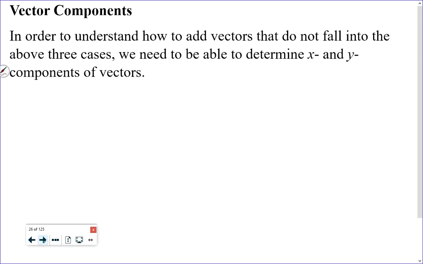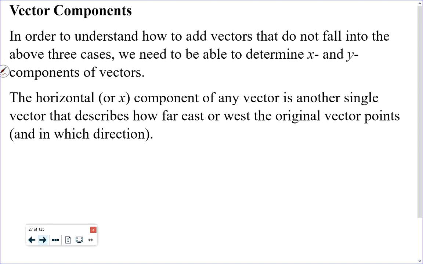Well, it turns out if it doesn't fall into those categories, you can't use any of those strategies. You have to use what are called vector components. So what are vector components? Vector components are going to be broken into horizontal and vertical categories. Vector components are the equivalent horizontal and vertical part of a vector.